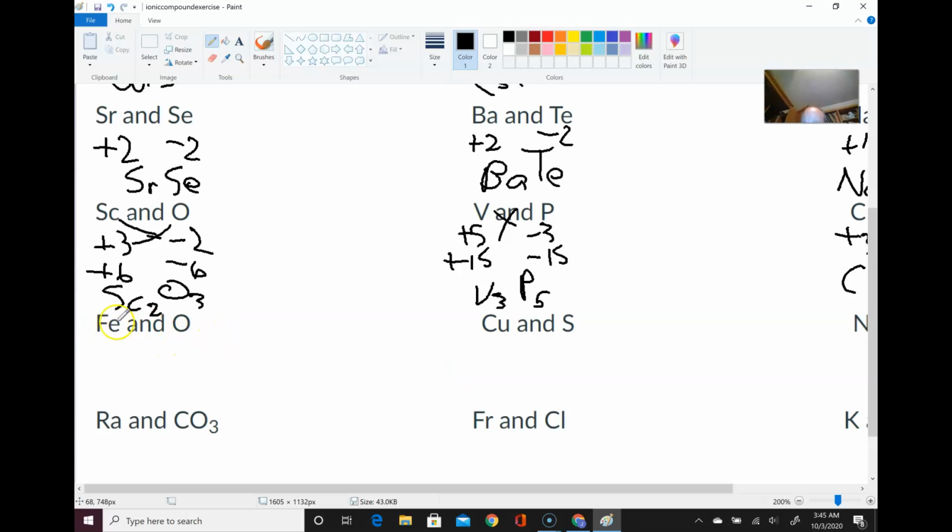Iron and oxygen. If I look up iron, we're going to find out that its most common charge is +3. And oxygen is -2. I'm going to switch the numbers, and I'm going to get Fe2O3. Okay. Copper and sulfur. I'm going to find out that the most common charge is +2, and sulfur is -2. These are already balanced. I don't need to do anything else other than write out the formula.